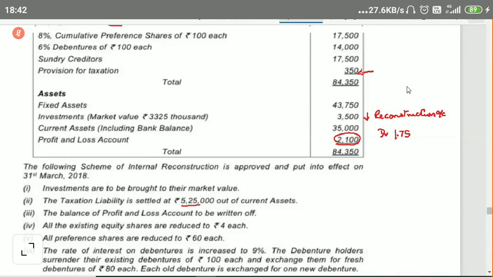So here also you will debit. Which account will you debit, sir? There's only one account you can debit. That is reconstruction. We'll see the journal entry.